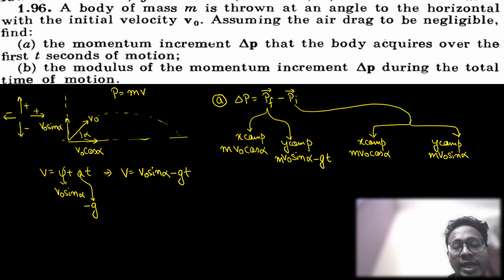So out here delta p, the change in momentum vector, is equal to final momentum minus initial momentum: 0 for the x component, and the final momentum of the y component minus the initial momentum of the y component is equal to minus mgt. Momentum is a vector quantity, so it is j. Why? Because this minus gt came from the y component. This minus this is nothing but minus mgt for the first t time of motion.